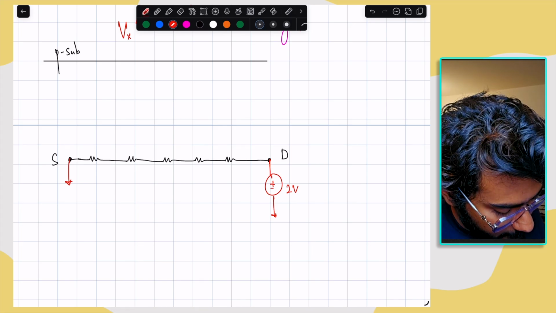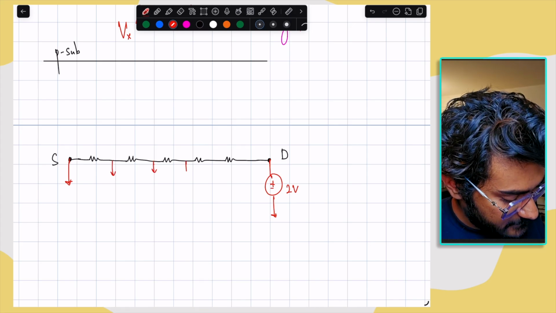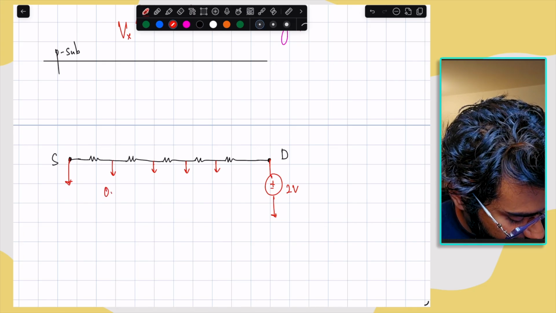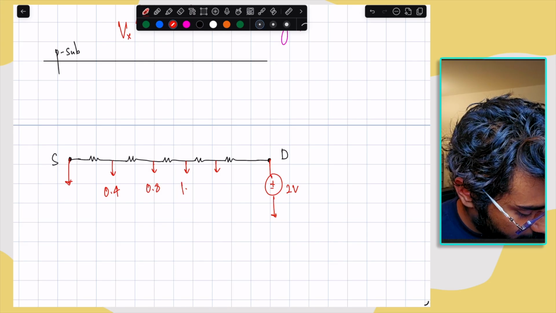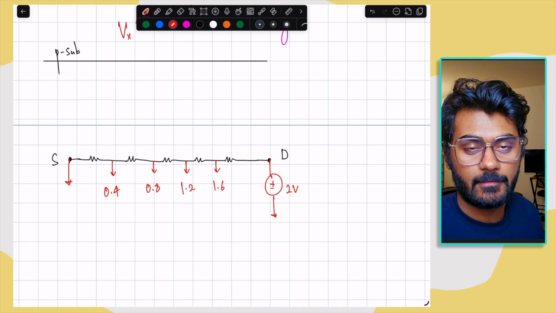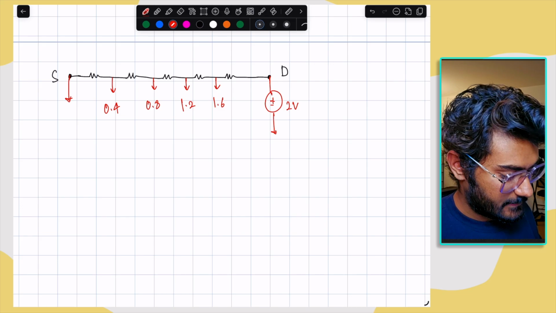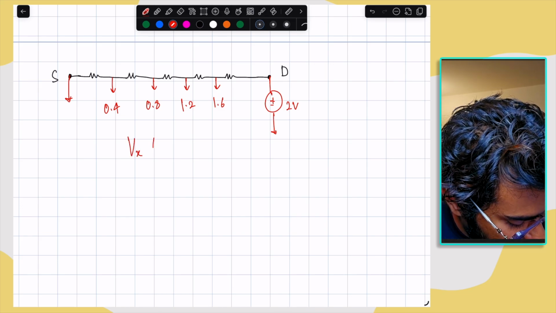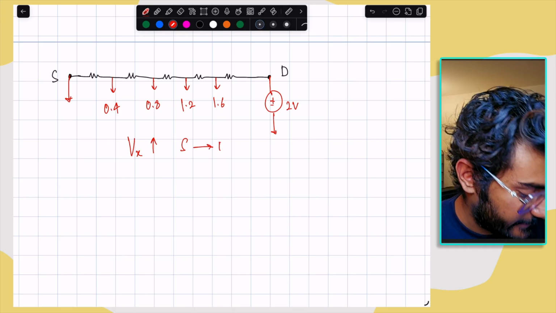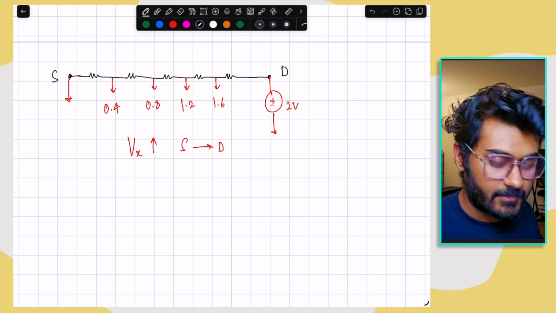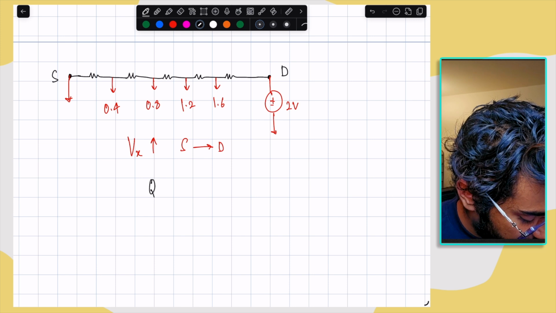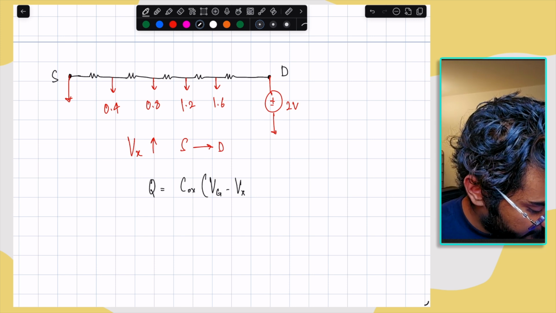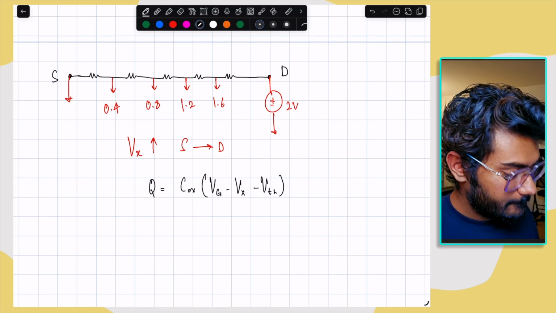We see that the voltage at these intermediate nodes increases as you move from source to drain. That is, at this point it is 0.4, 0.8, 1.2, 1.6 and eventually it goes to 2 volt. So we can see that these intermediate voltages are nothing but Vx, and this Vx increases as we move from source to drain terminal. So looking back at the expression for the charge stored in this capacitor, the charge was given by Q is equal to Cox (Vg minus Vx minus Vth).